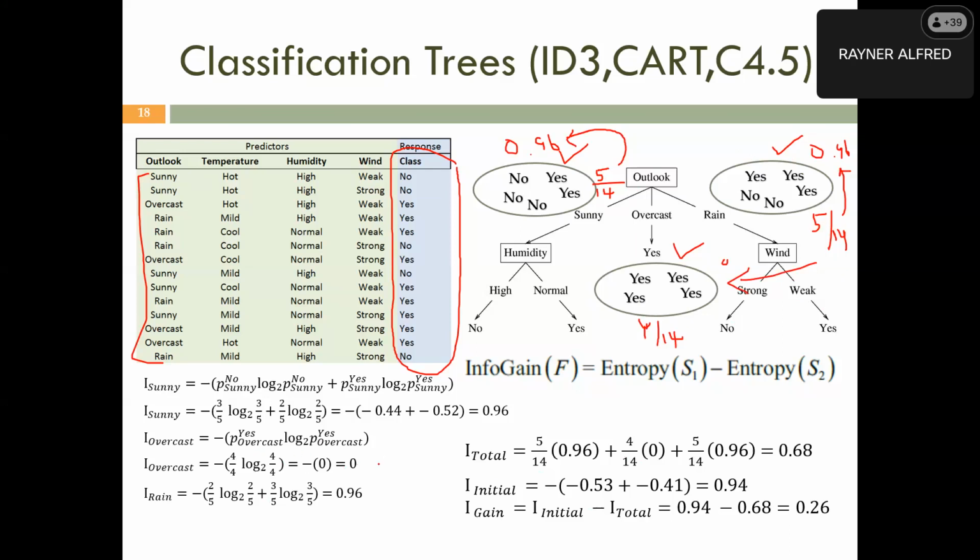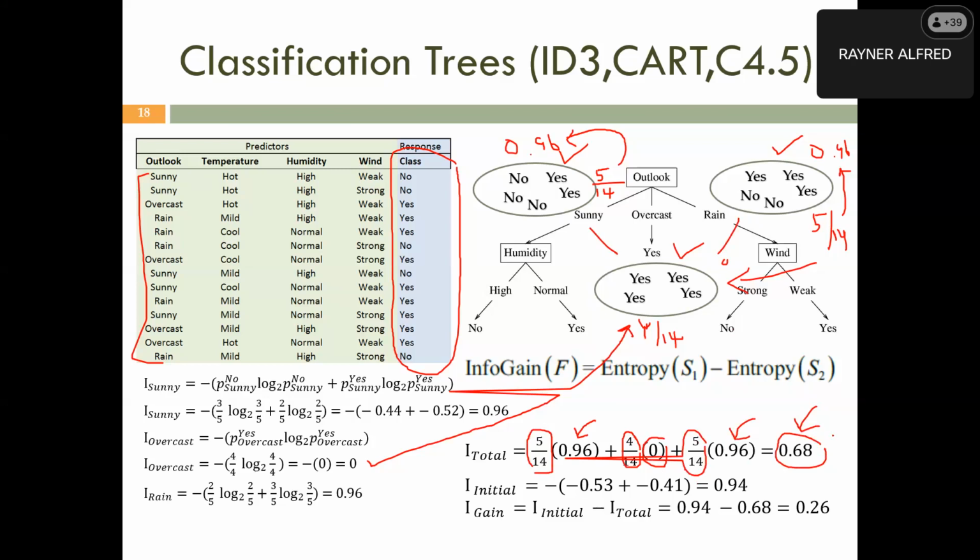So this one is basically the entropy for this, and so on. This is the weightage of the first partition, this is the entropy for the first partition, this is the weightage for the second partition and the entropy for the second partition, and this is the weightage for the third partition and the entropy for the third partition. So we compute this and we get 0.68. This is the total entropy of all these three partitions that we have.